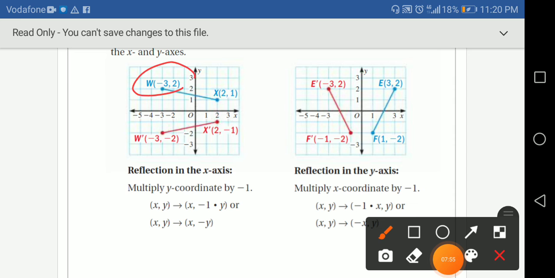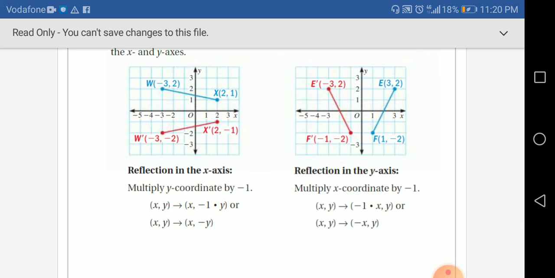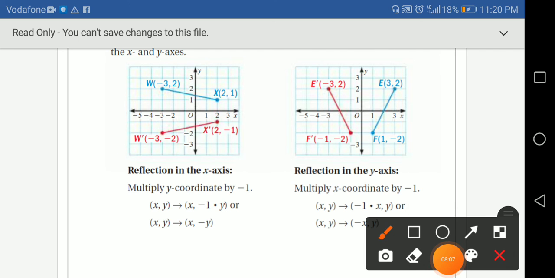And for w, the same. Here negative 3 and 2. I'm going to take this 2, because this is y, times negative 1, which gives me negative 3 and negative 2.